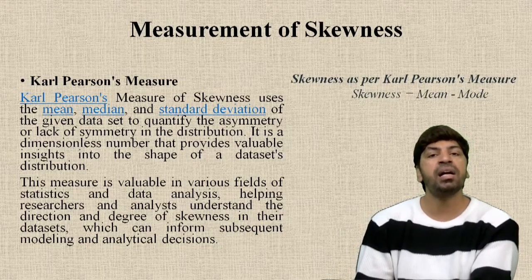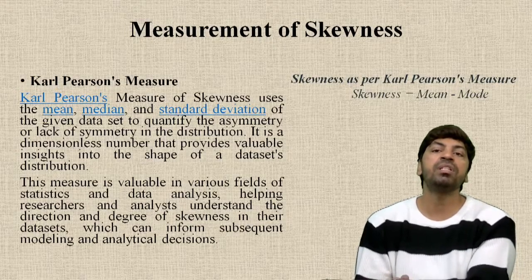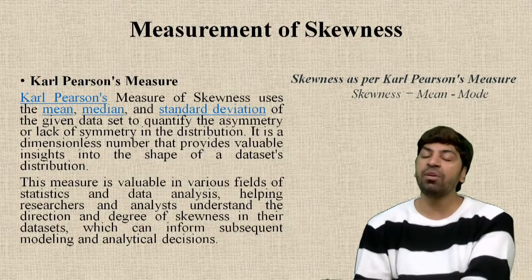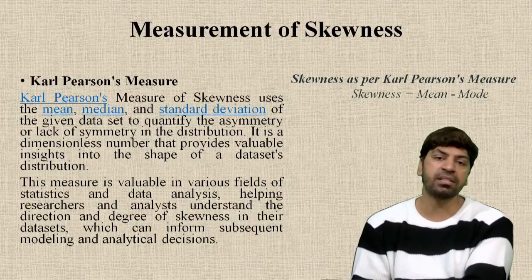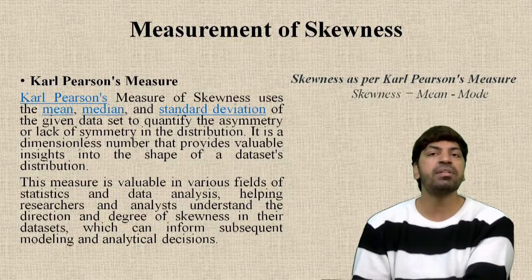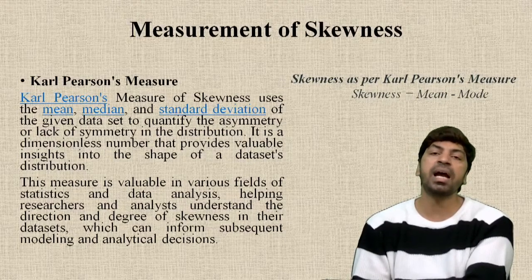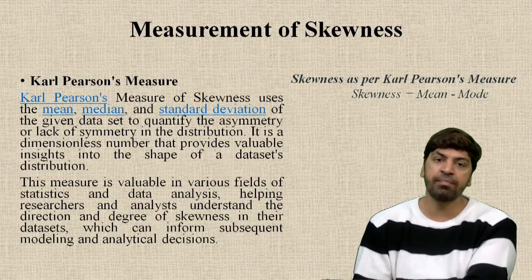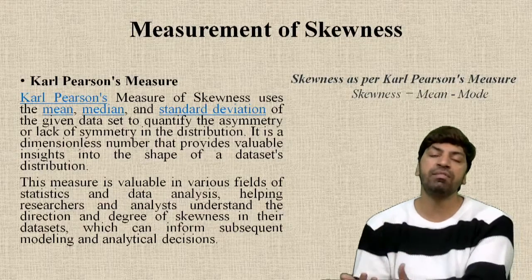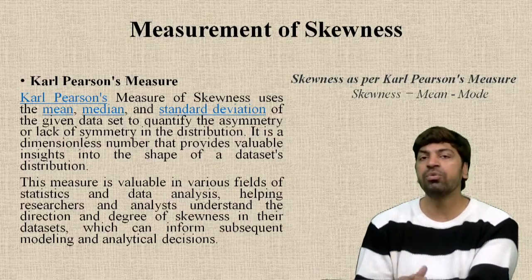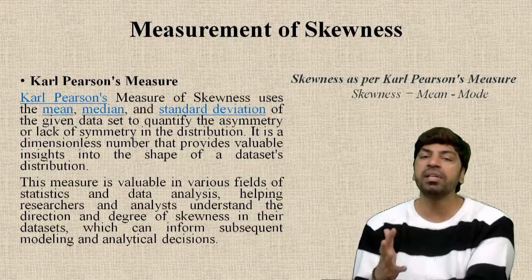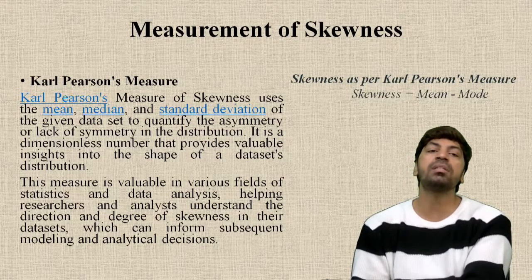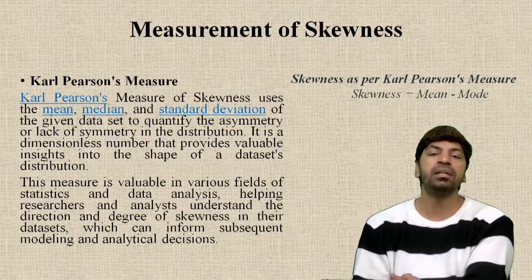Under the Karl Pearson measure, skewness equals the mean minus the mode. This measure is valuable in various fields of statistics and data analysis, helping researchers and analysts understand the direction and degree of skewness in their data sets, which provides meaningful information that can be used in statistical tools and mathematical models, and informs subsequent modeling and analytical decisions.